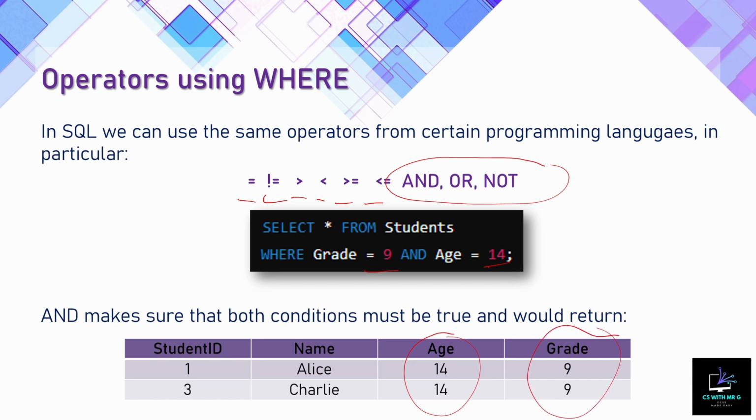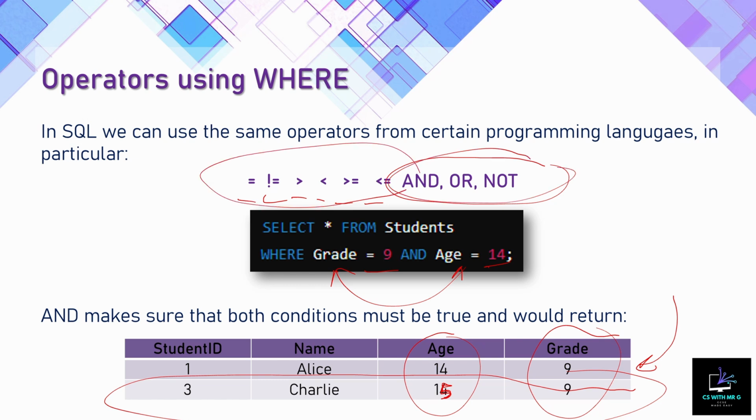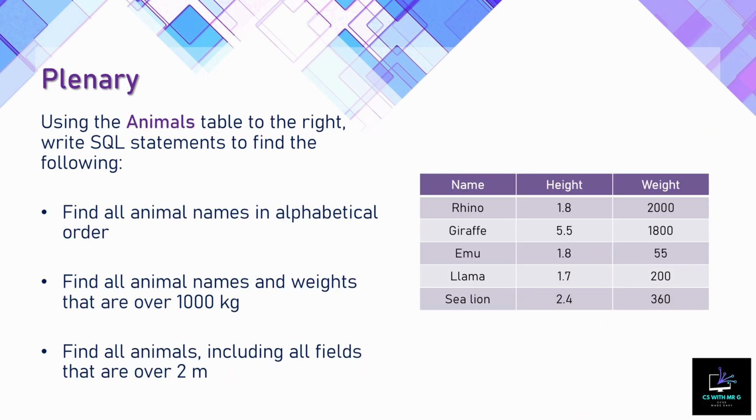If Charlie was 15, this whole record wouldn't have been returned as it required the two conditions, grade and age, and it would have just returned Alice, not both students that you can see here. So AND, OR, and NOT, that's been covered in the programming unit, as well as our operations here when it comes to comparing arithmetics.